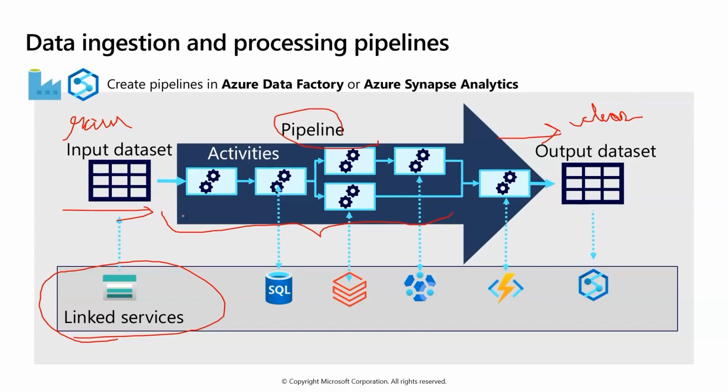All right. So in this pipeline, I have a sequence of activities, activity 1, activity 2. Then there is a decision making where I have further branching, activity 3, activity 4, and so on. Right? Each activity is performing some action on the data.